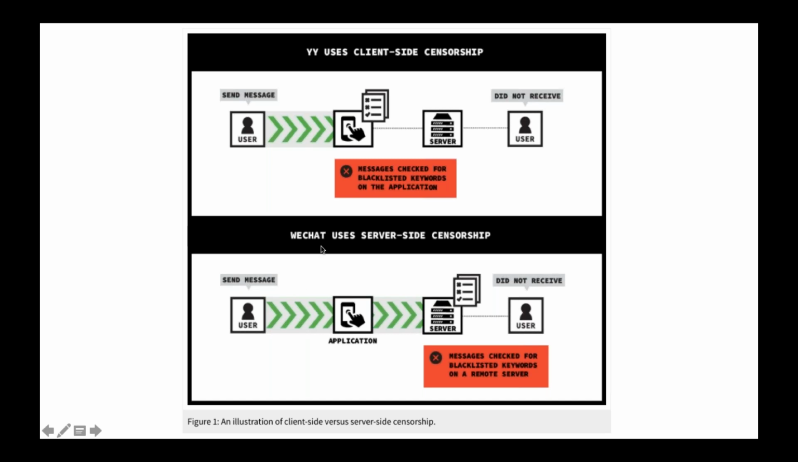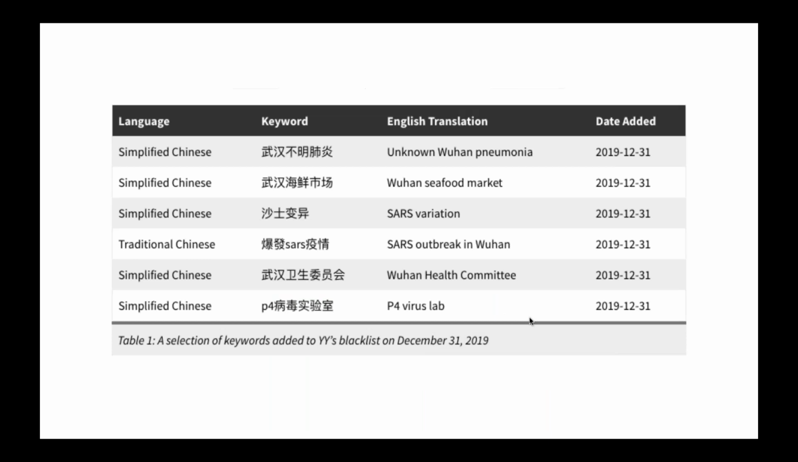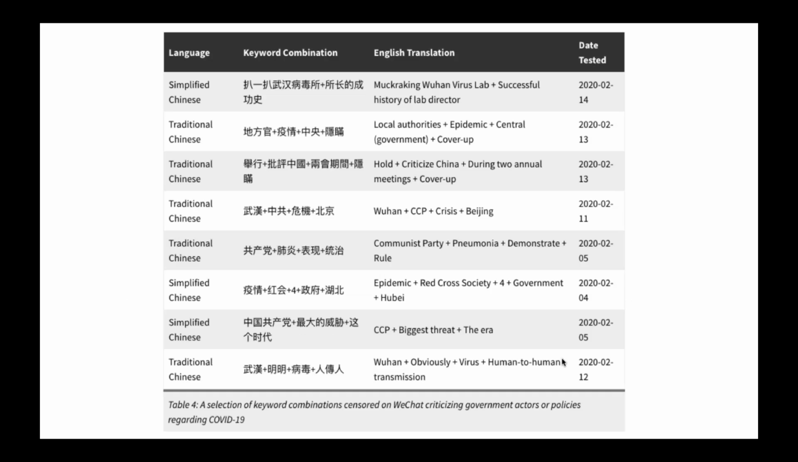On the other hand, with WeChat, as a user, you send a message, it goes to the server in the cloud, and then the server checks the message for blacklisted keywords, and if anything is found, the message is not sent to the intended user. So here I want to really emphasize that the Chinese state's capacity in censorship is really immense, and that is something we need to pay attention to and understand if we want to understand Chinese politics.